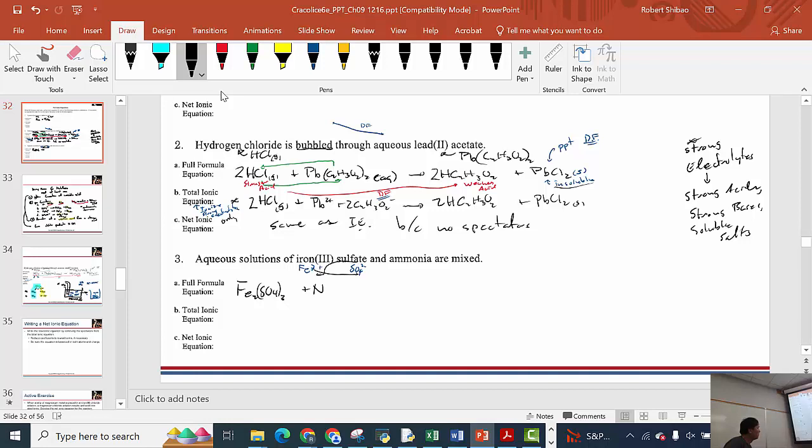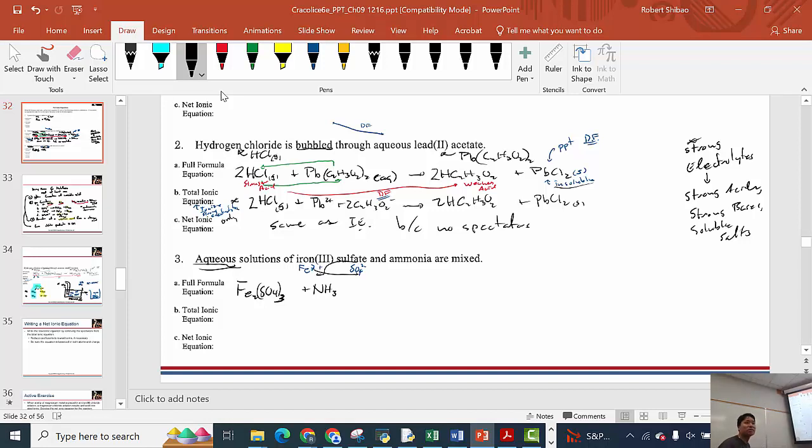And then ammonia, NH3. Yeah, NH3. NH4 plus is not called ammonia. NH4 plus is called ammonium. Yeah, ammonia. Both of these are aqueous. So what I'm going to do is I'm not going to write aqueous. I'm just going to leave it like this.